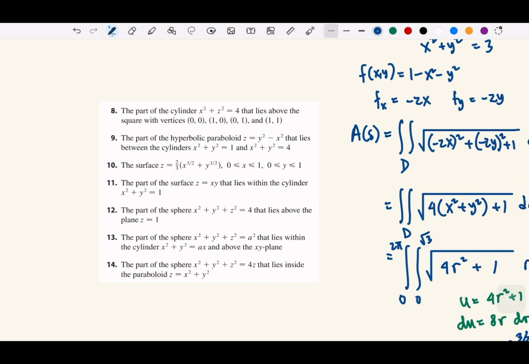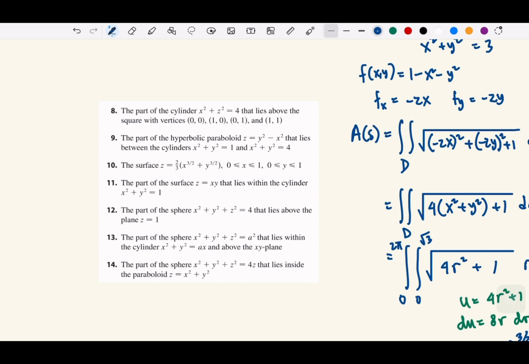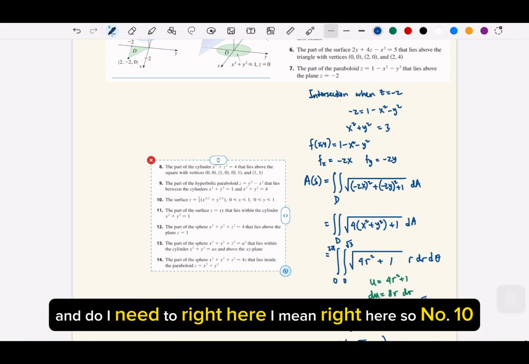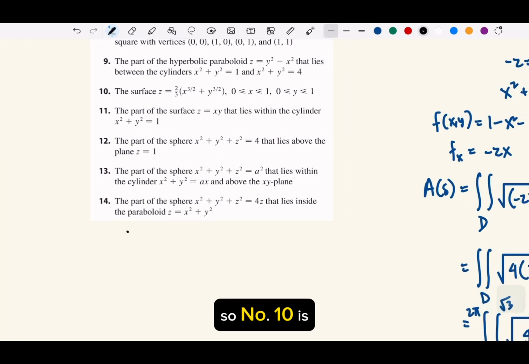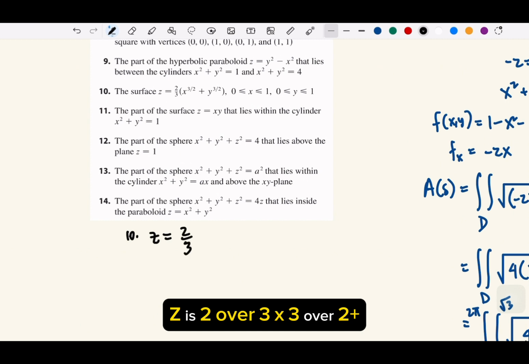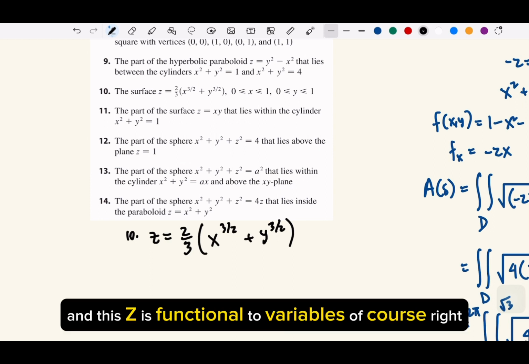So you have the surface, you have the endpoints 0, 1, 0 for x, y. But let me write first the function. Let me write here. So number 10 is z equals 2 over 3, x to the power of 3 over 2 plus y to the power of 3 over 2. And this z is a function of two variables, of course, right?